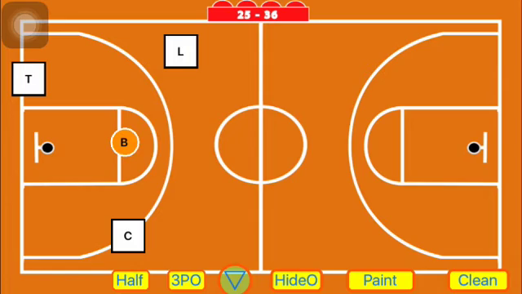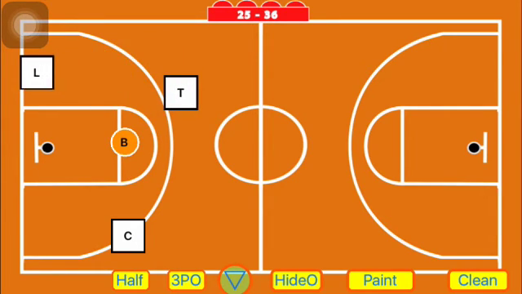Now, once you've transitioned, what actually happens? Theoretically, your positions have actually changed. The person that used to be the trail position, who ran down court, is now under the basket and is technically now considered the L. You'll see I'm switching it on the screen here. The person that was formerly the trail person is now the lead.